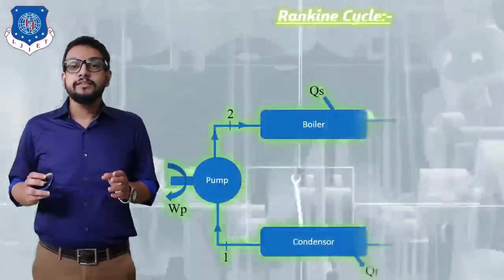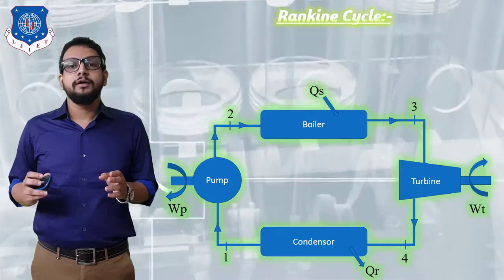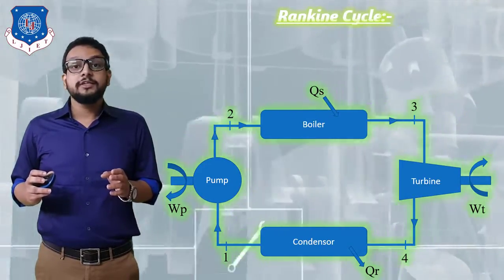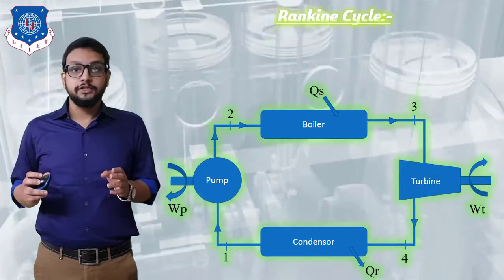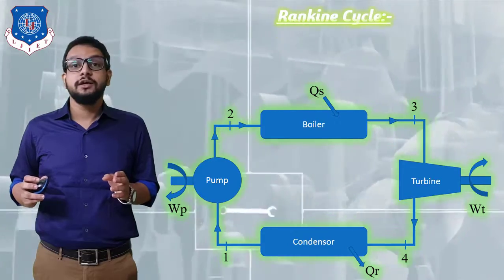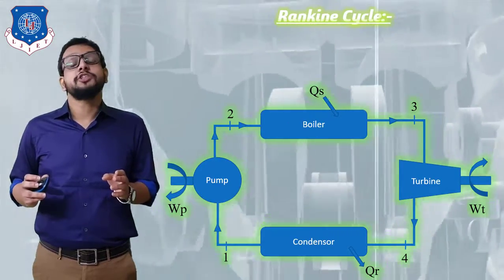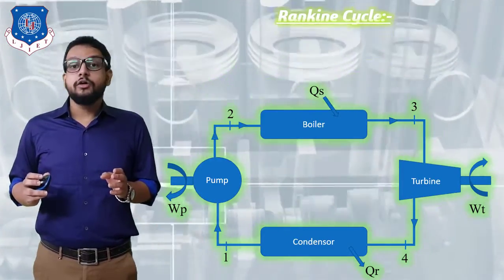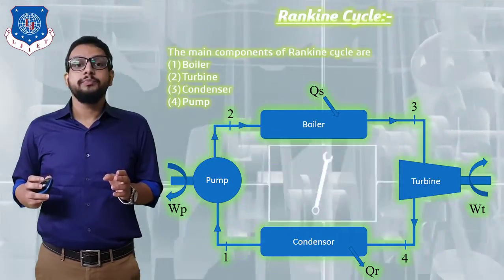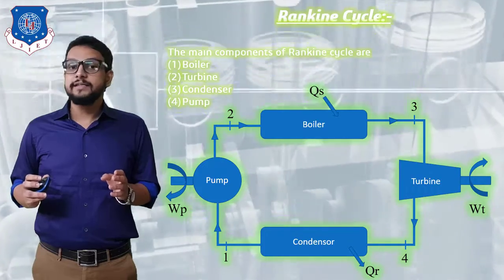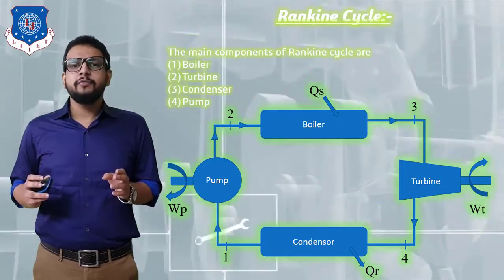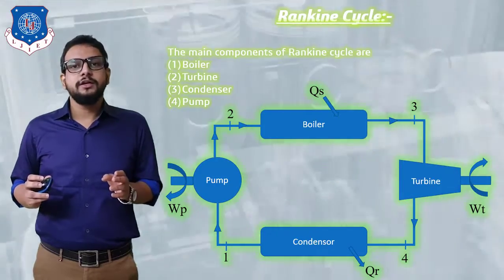Now, Rankine cycle was basically developed by a Scottish engineer, Rankine, giving a concept for an external combustion engine. Yes, that is an engine which is used for generating electricity, a power generation plant. Now the components involved in Rankine cycle are boiler, turbine, condenser and pump. Now let us see one by one the functions of all these devices.